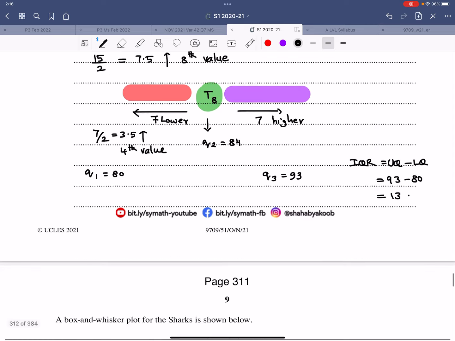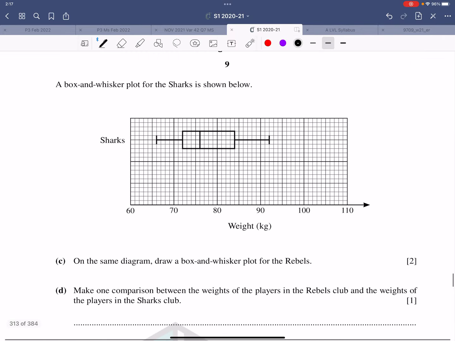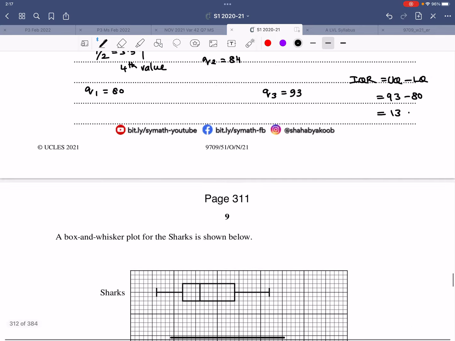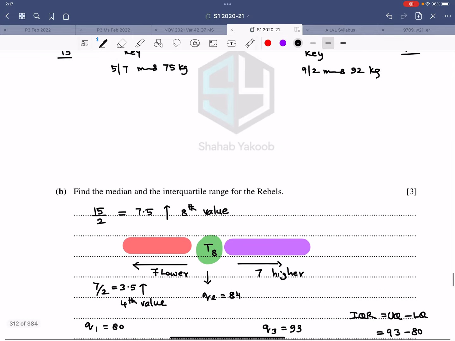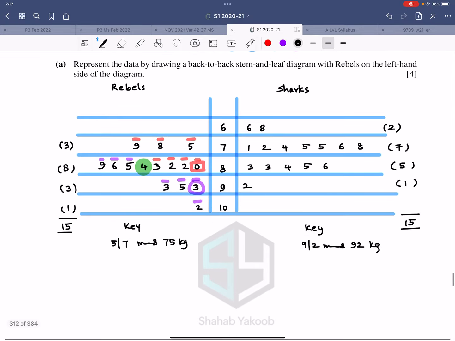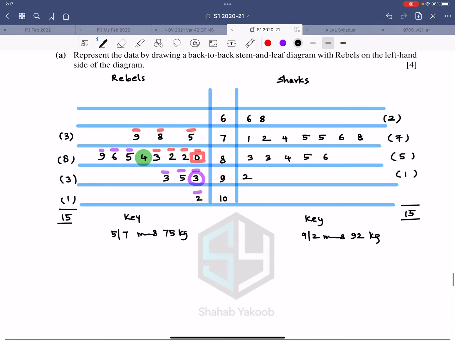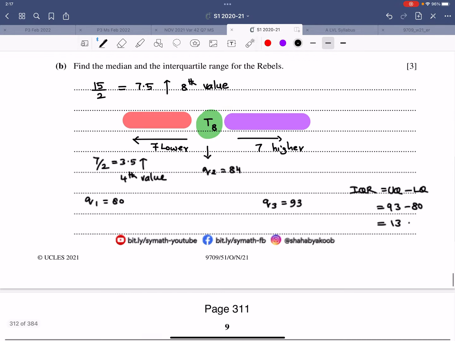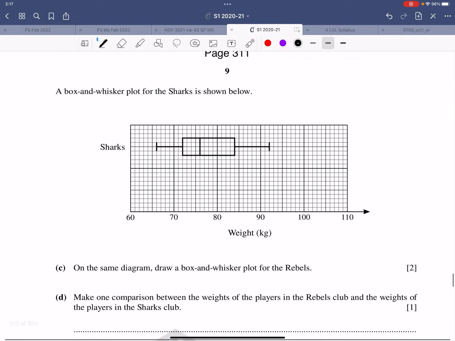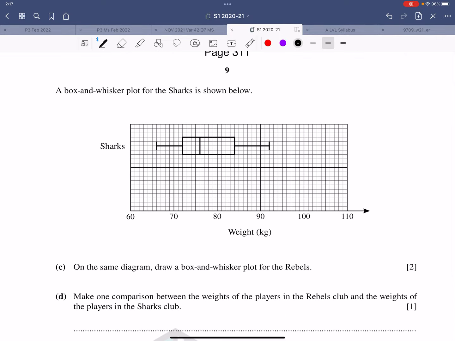Now it says a box plot for the Sharks is as shown. We have to draw a box plot for the Rebels. Sharks is drawn. What is the lowest value for the Rebels? The lowest value is 75. So first of all, mark 75. That is the lowest value. So this is 75 somewhere here, and I'll just mark a dot.